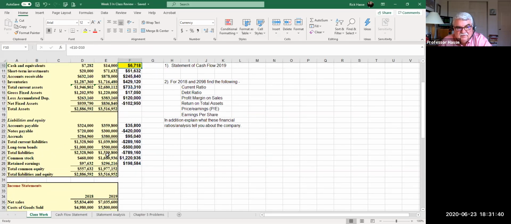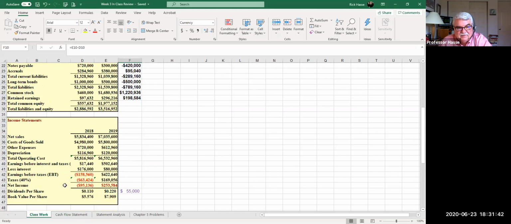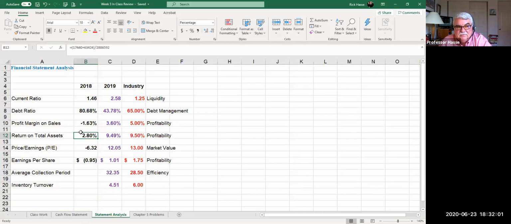Here's my after-tax operating profit for 2019, $502,640. It's earnings before interest and taxes. And then what I did is I took the tax out of that. I did not include interest. And that's the number I used in my financial analysis.